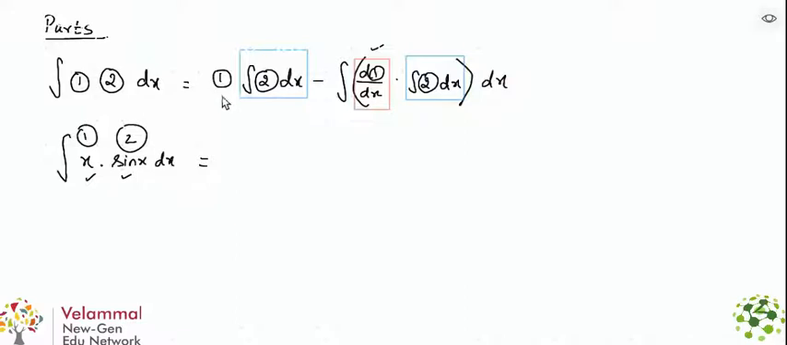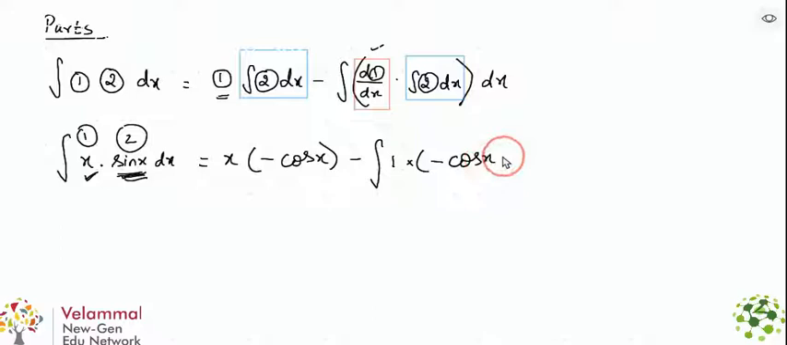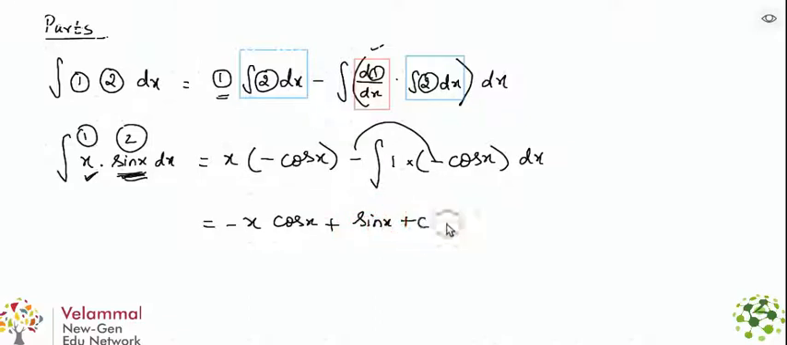Now, use the formula. First function, integration of second function, minus integral, differentiation of first function, derivative of x, integration of second function, integration of sin x. So we have completed. Okay. So minus x cos x, minus into minus becomes plus this one. And the integration of cos x is sin x plus c. So this is what happens when you can choose both the functions. Okay.